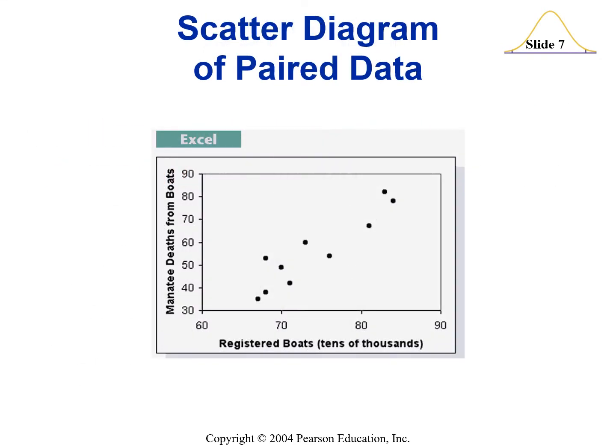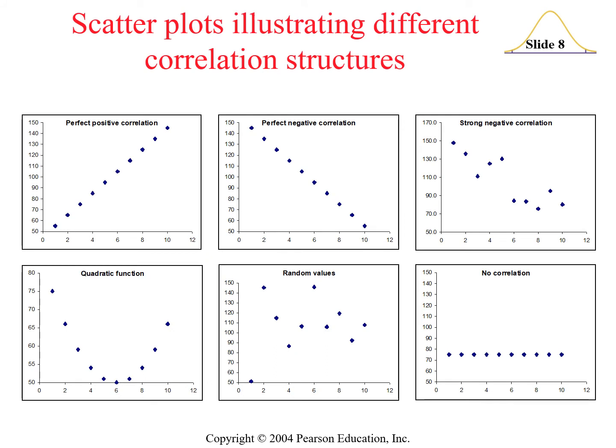This is an example of a scatter plot. This is the variable in horizontal axis, the x-axis. This is X, this is Y, and the points represent the paired data of each variable. Here we have different patterns or different structures of the scatter plot.